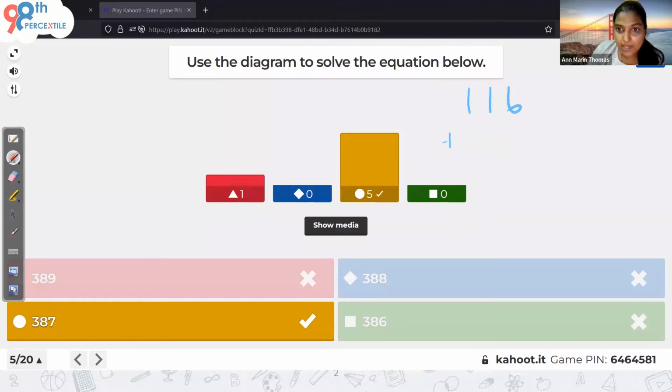116 plus 271. Okay. So 6 plus 1 will be 7. 1 plus 7 is 8. And 1 plus 2 is 3. So this was a very simple addition without any carryover. Okay. It's a very simple one. It was just add 1 to the numbers given here, right? You all noticed here 6 plus 1, 1 plus 7, 1 plus 2, and you got the answer 387.